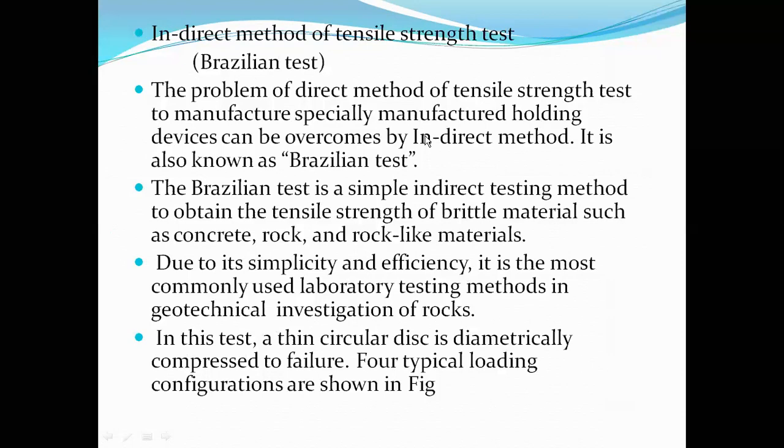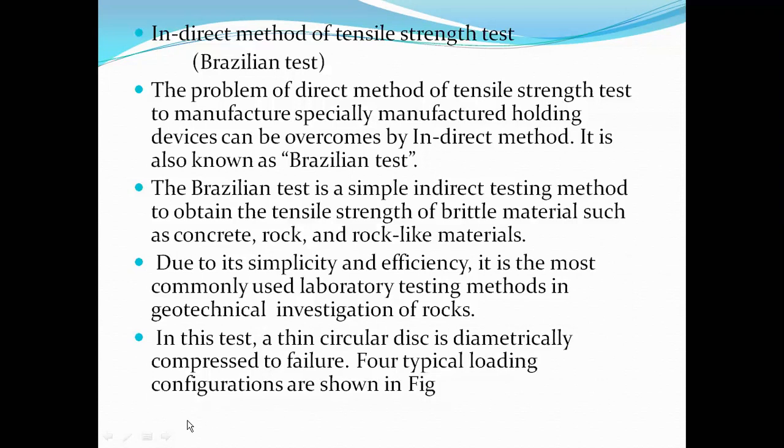In this test, as I said, it is a simple instrumental setup for effective testing operation. A thin circular disc, because the rock sample that we are going to use to perform the indirect method of tensile strength test is a circular disc, is diametrically compressed to failure. We'll discuss this further in the coming slides.